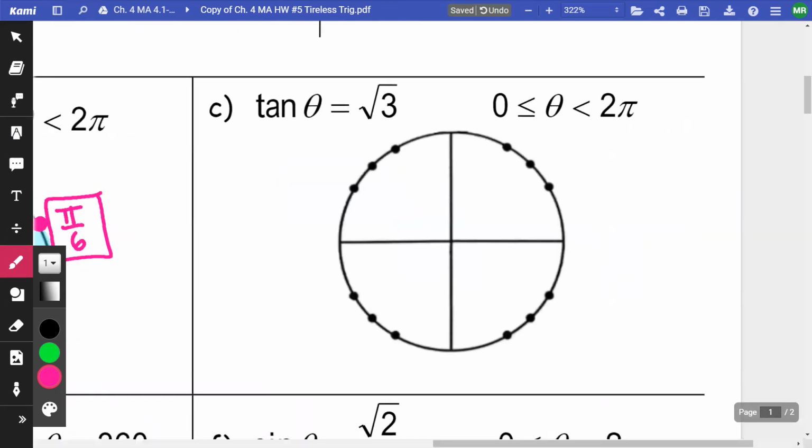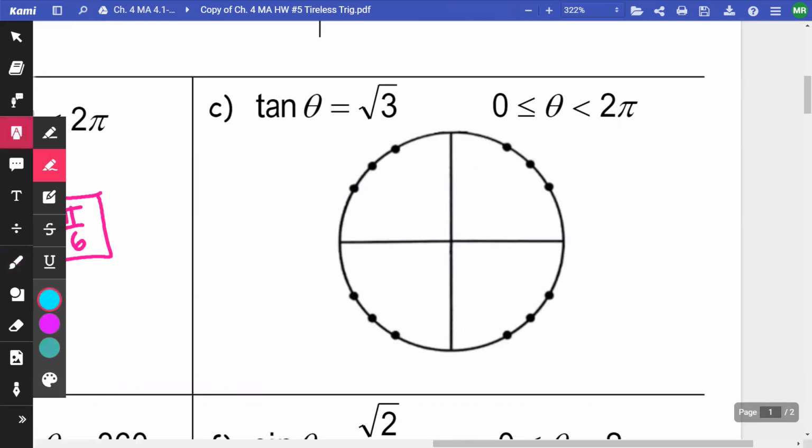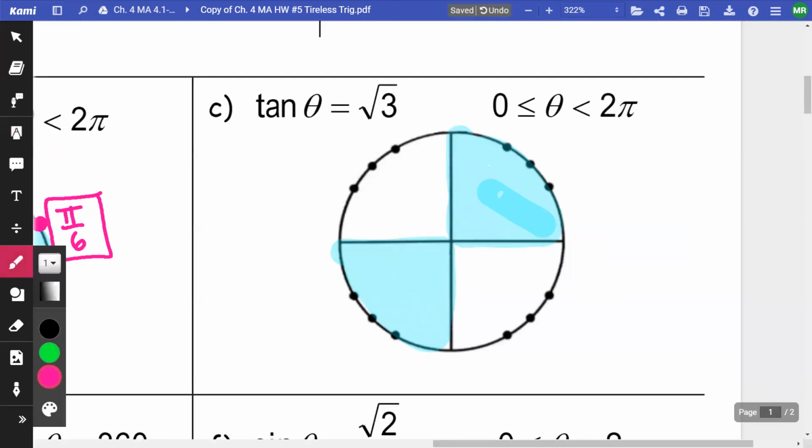On C, tangent root 3. So my tangent is going to be positive in quadrant 1 and quadrant 3. And then when I'm dealing with this, I'm figuring that this is going to be either pi 6 or pi thirds. I'm thinking I probably want my root 3/2 in my numerator and my 1/2 in my denominator, because if I divide by that fraction, I'm going to multiply by the reciprocal. And you see, when I do that, I am going to end up with a root 3.